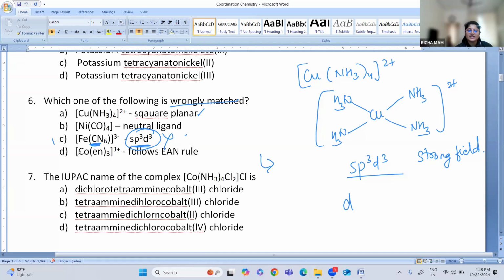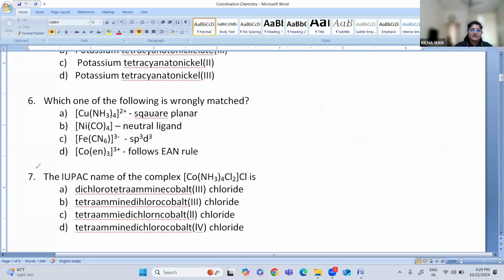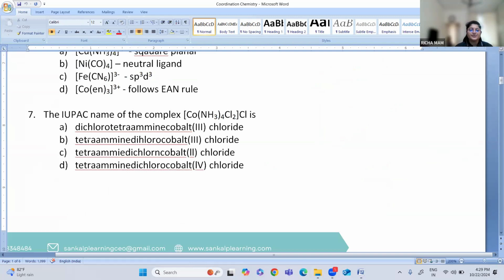[Fe(CN)6] is an inner orbital complex. So it should show d2sp3. This is wrong. So option C is the right answer. This is wrongly matched. [Fe(CN)6] should show d2sp3. Why? Because it is a strong field ligand. So option C is the right answer. I hope it is clear. Let us go for the next one.